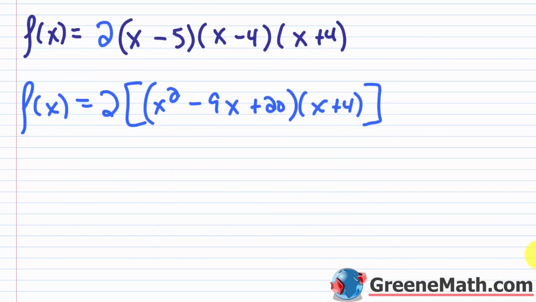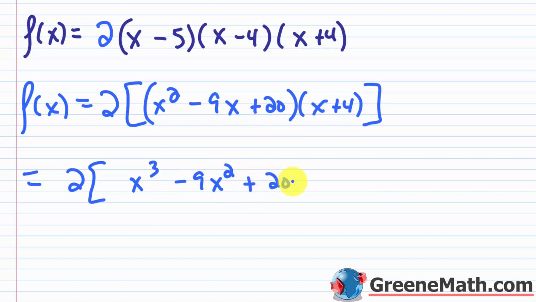And let me come down here, get some room going. So I would have x times x squared, which is x cubed. I'd have x times negative 9x, which is minus 9x squared. X times 20, which is plus 20x. And then I have 4 times everything, so you'd have plus 4x squared minus 36x. And then you would have plus 80.